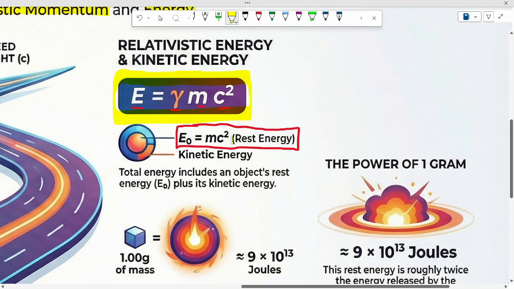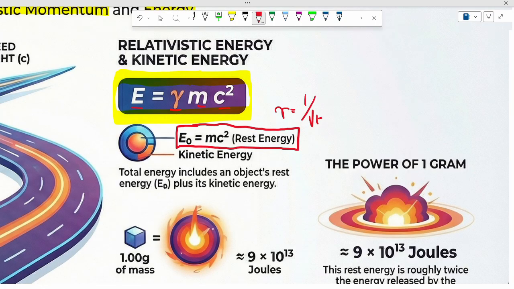And when something is at rest, then gamma, which is 1 over square root of 1 minus beta squared, with beta being 0 at rest, becomes 1. So with gamma being 1, that is the rest energy. E naught, when speed is 0, energy with gamma 1 is just mc squared. That is the rest energy. And what we call kinetic energy is what you get when you take the total energy, gamma mc squared, and subtract out the rest energy, mc squared.